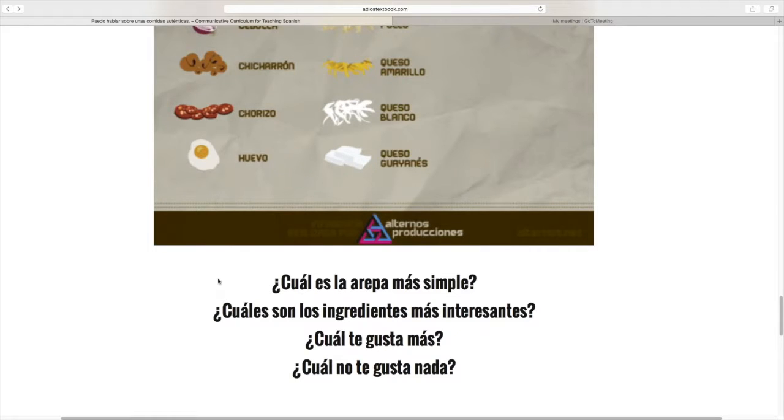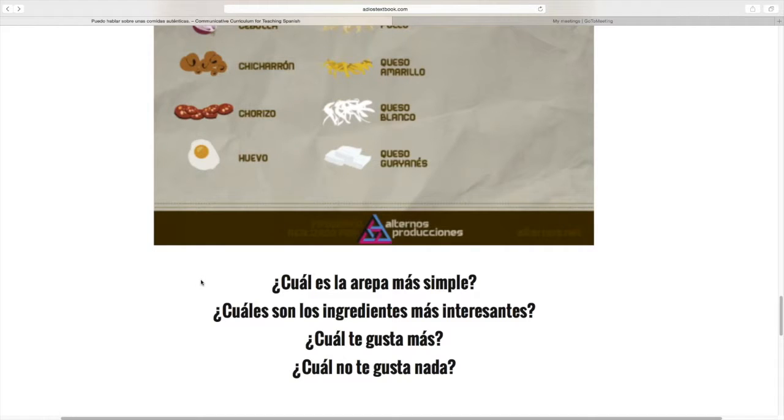So maybe I ask them something like, what is the most simple arepa? Students could have whiteboards, and maybe they write out their opinion on the whiteboard. Or you could just have it as a small conversation. You could give it to them on a piece of paper and let them answer the questions on a piece of paper. The next question asks, what are the most interesting ingredients?